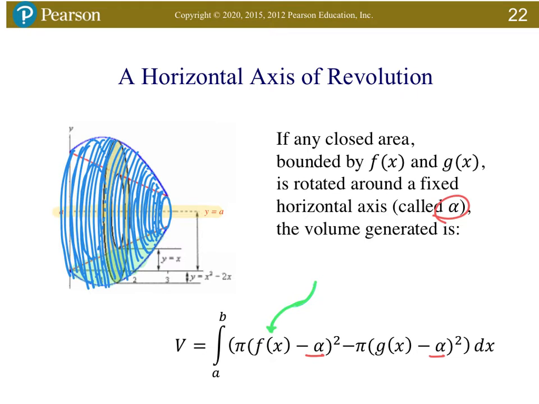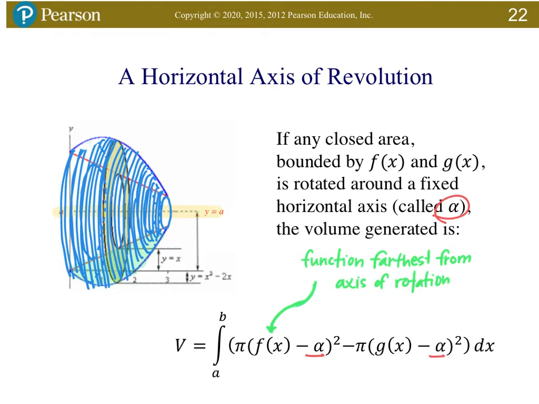You have to stop thinking of f of x as the top piece. So f of x is not necessarily going to be the top piece anymore because the axis of rotation has moved to be above the region. So you need to think of f of x as the function farthest from the axis of rotation, the greatest distance away. All right, the function farthest away from the axis of rotation.